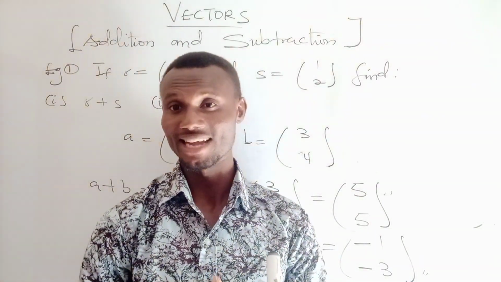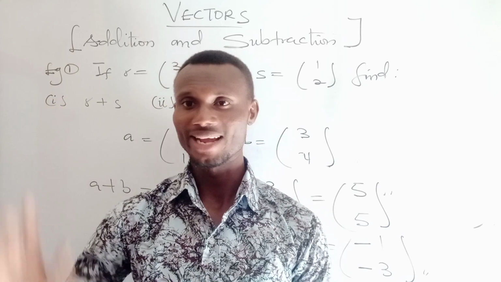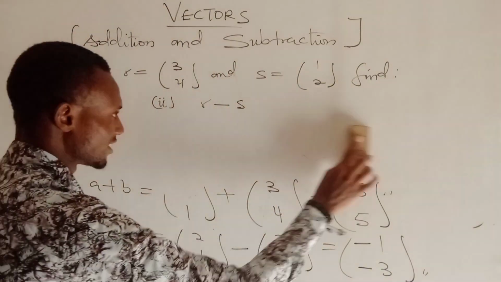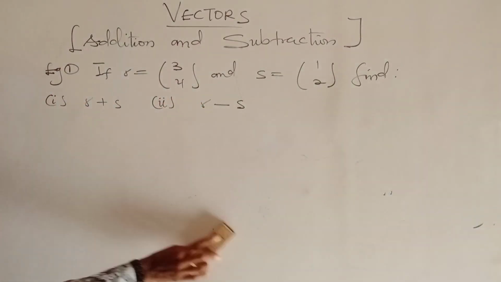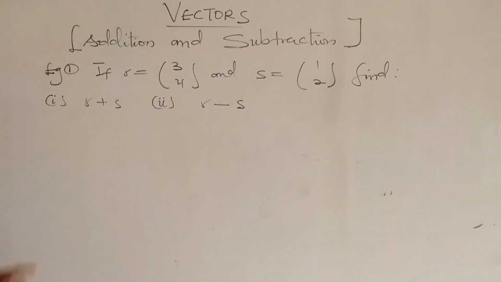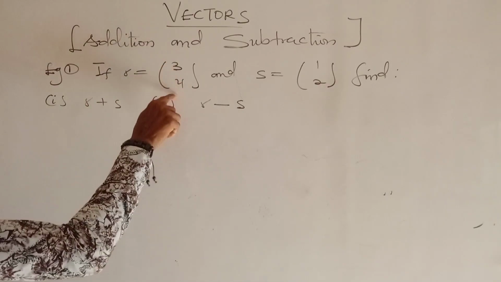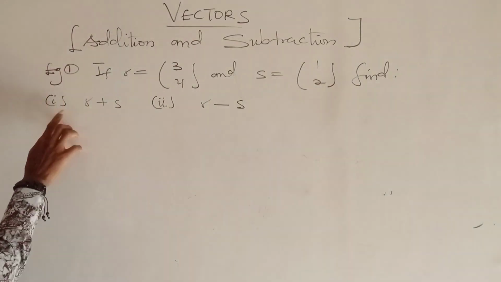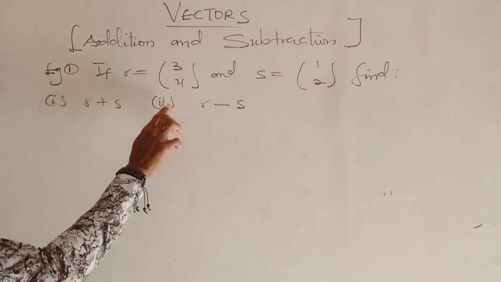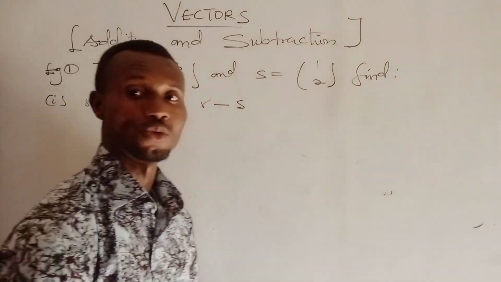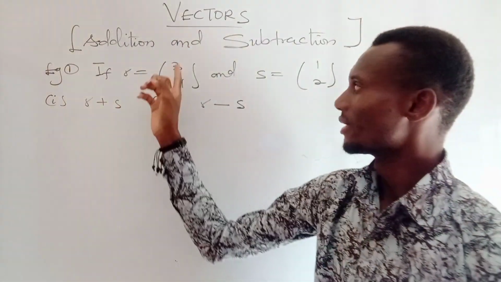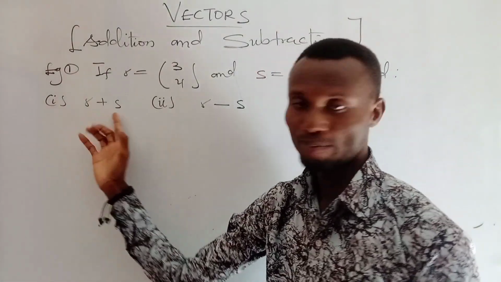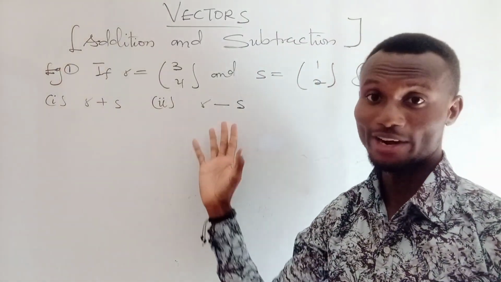So with this understanding, let's go ahead and tackle the example 1 that I have on the board. I'm going to clean this so that we can have enough space. Example 1 says that if the vector R equals 3, 4 and the vector S equals 1, 2, find (i) R plus S, and (ii) R minus S. So we have been given the vector R to be 3, 4 and the vector S to be 1, 2, and we are being asked to find R plus S and also R minus S.